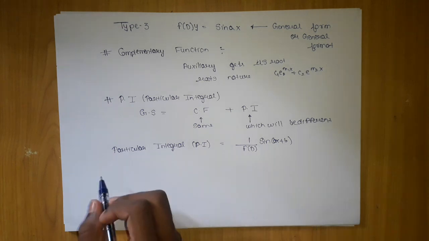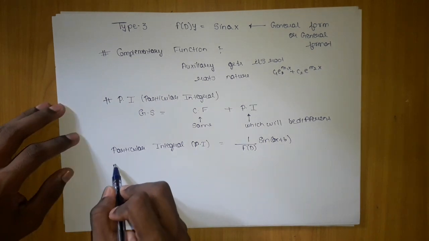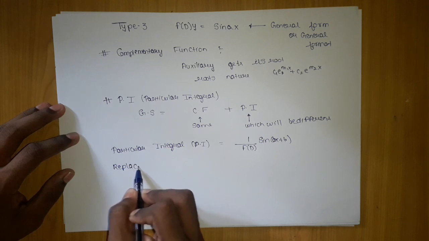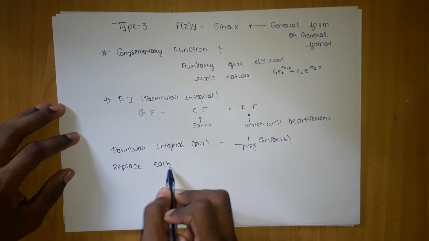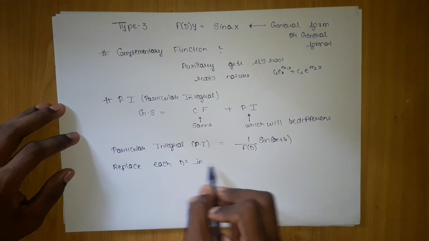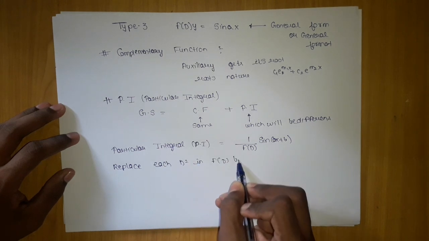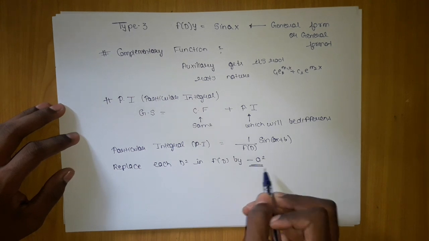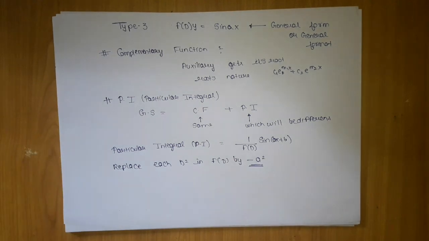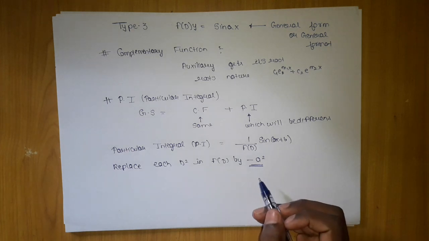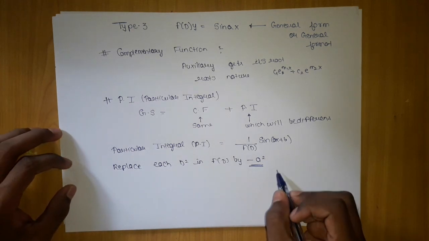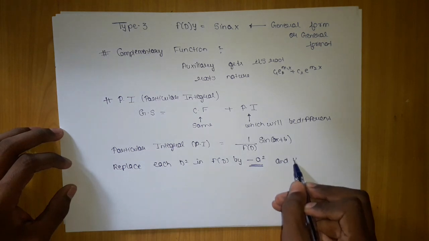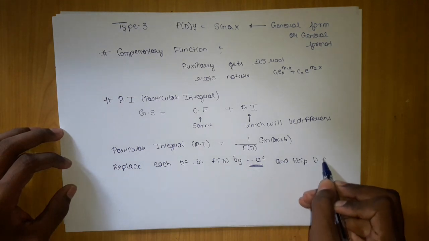Now what you have to do in this type is replace each D square in f of D by minus a square. Keep in mind minus a square, it is very important. Many children write it as minus a the whole square, which is completely wrong, and that's why they get the wrong answer. Remember, it is minus outside and a square, and also keep D as it is.